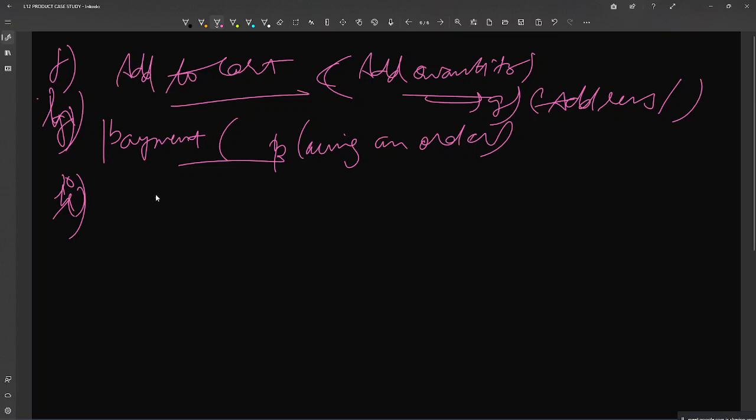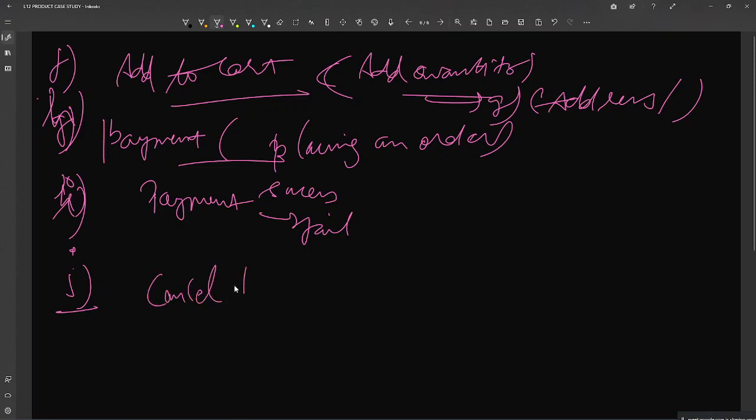Place payment has been done. So there is a possibility payment will succeed or fail, right? And then the next step that can happen is, after success, you can also cancel the order, right? So these are the journeys that are possible for an e-commerce company like Amazon.